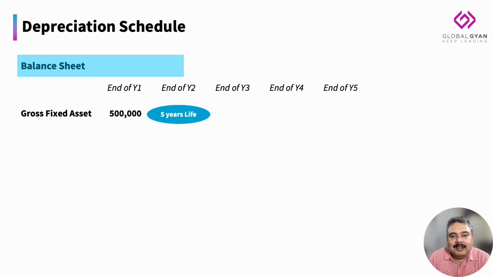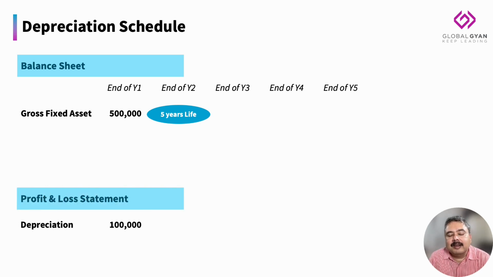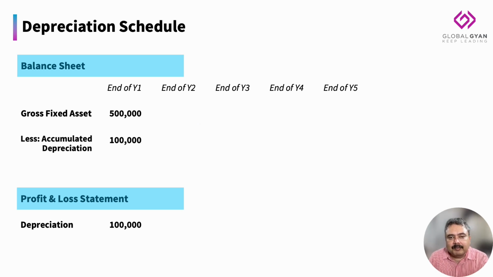That's a level of detail that I won't be covering in this video. In the P&L, we will only take a depreciation of 100,000. So keeping it very simple, that's 500,000 divided by 5 years. So this year's expense is 100,000. Because we have depreciated 100,000, we will add it to an account in the balance sheet called the accumulated depreciation. So that's where the depreciation is being added up. So you have 100,000 as the depreciation accumulation, and therefore the net fixed asset is 400,000.